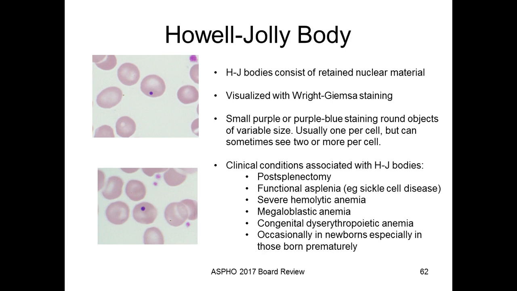And of course, the clinical conditions associated include either functional or anatomic asplenia, or severe hemolytic anemia, and other conditions where the spleen is essentially overwhelmed. Megaloblastic anemia, congenital dyserythropoietic anemia. And occasionally you can actually see increased Howell-Jolly body formation in newborns, especially in those born prematurely.